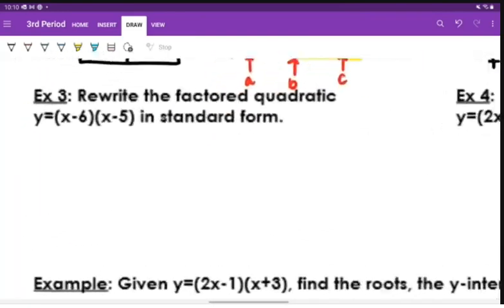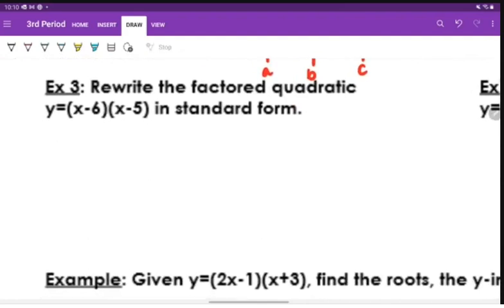Example 3, I'm going to start moving a little bit quicker now. We are dealing with the same goal. We want to rewrite our factored quadratic in standard form. So to do that, we need to multiply the factors together. So we're going to multiply together x minus 6 and x minus 5.